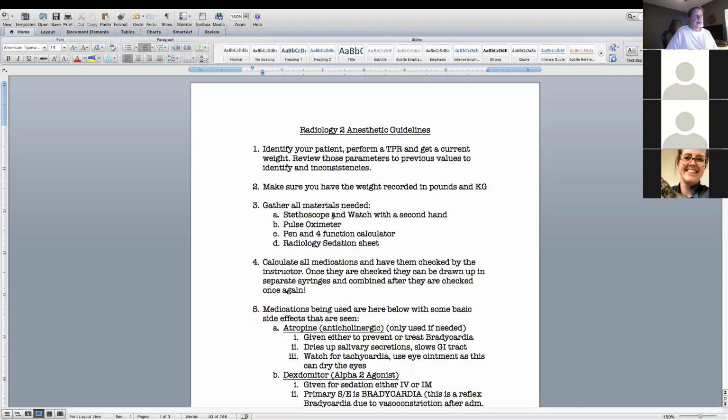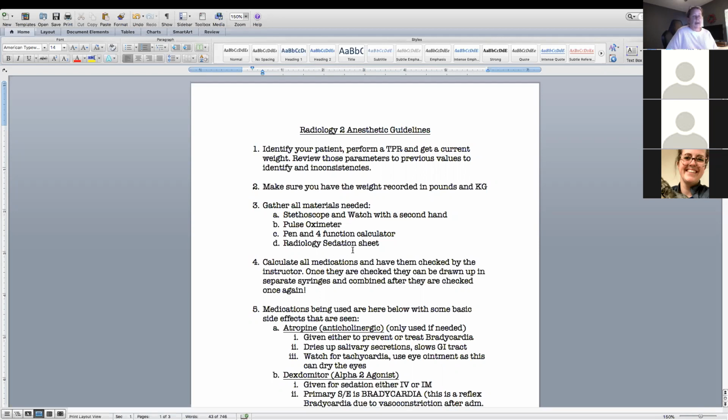And then some things you want to have: your stethoscope. You're going to want to have a watch so that you can count the heart rate and respiration. The pulse oximeter will be in the room, so make sure it's there. Having something to write with, and maybe a calculator, because you have to calculate the heart rate and respiratory rate. You need to start getting good at multiplying by 4 in your head. So you're going to want to do that.